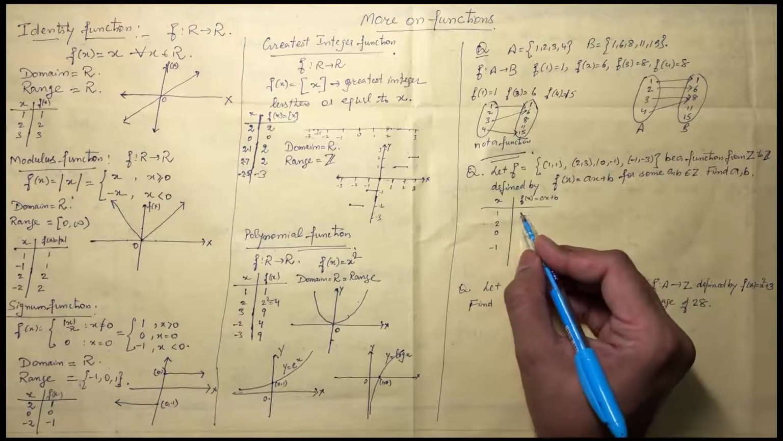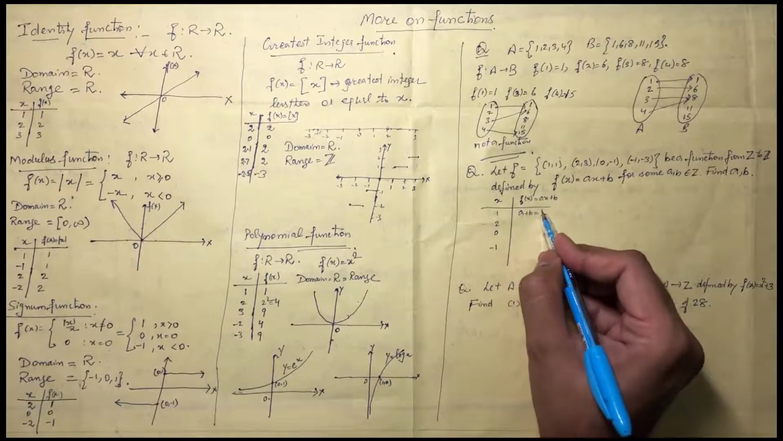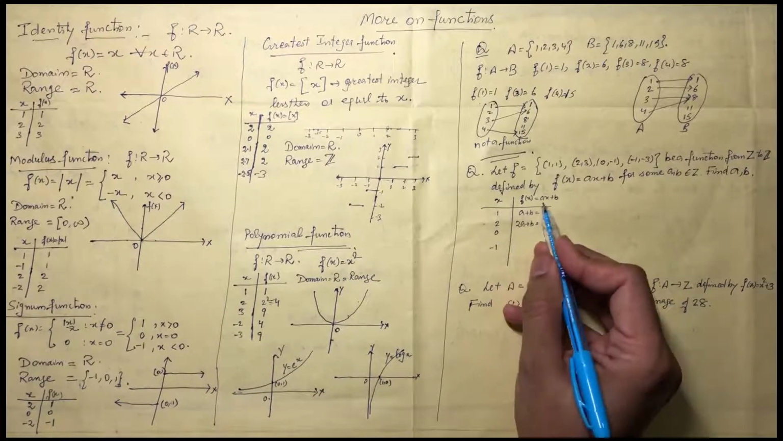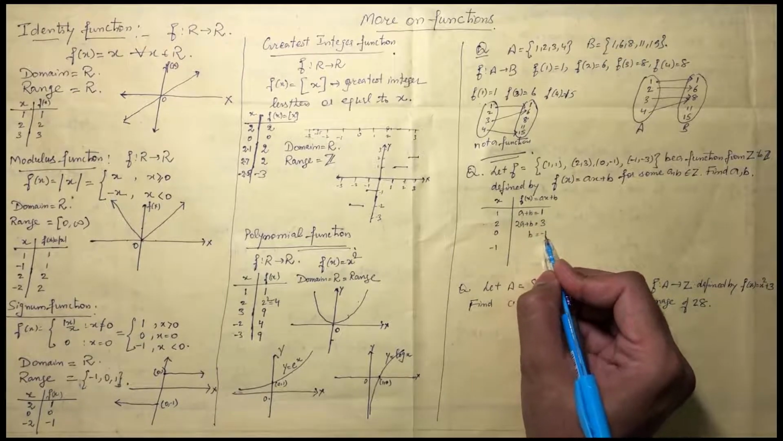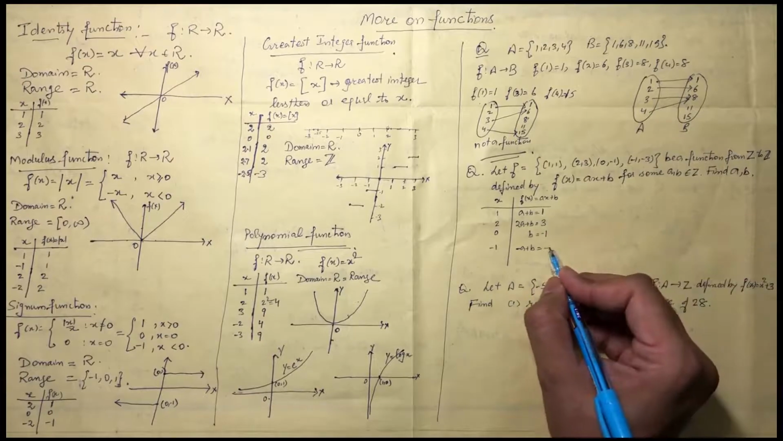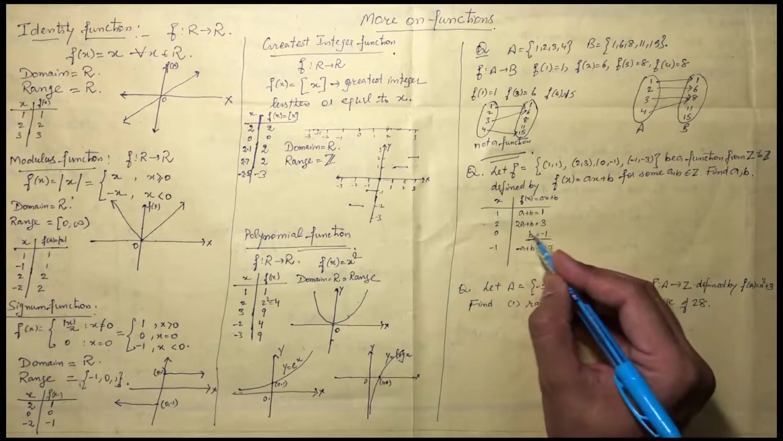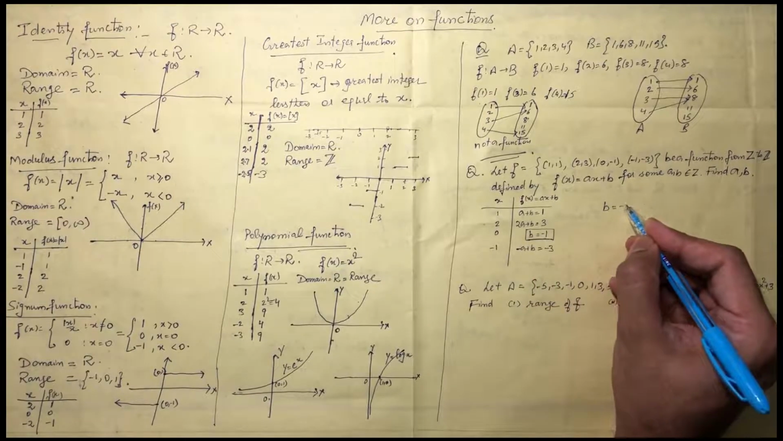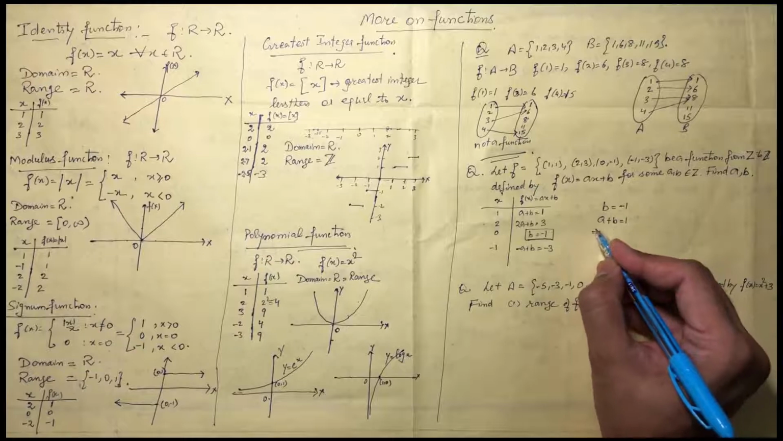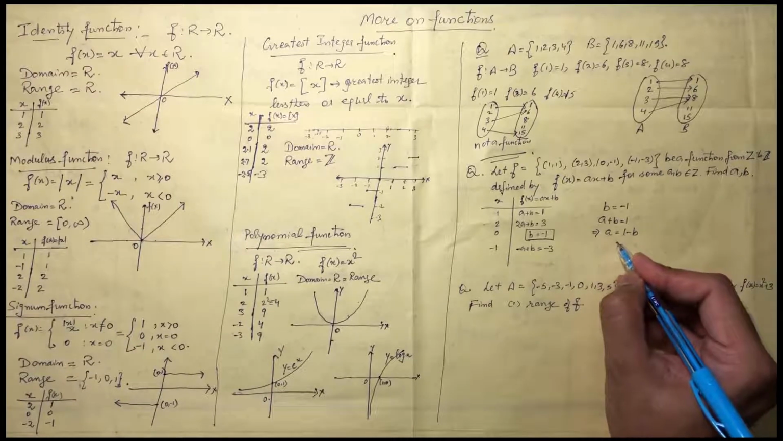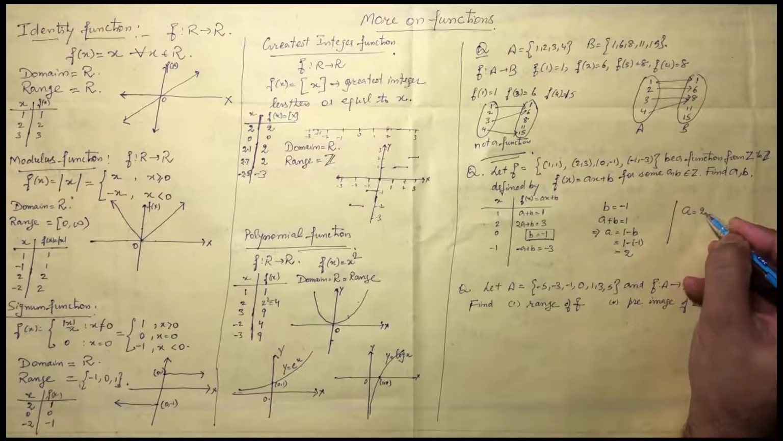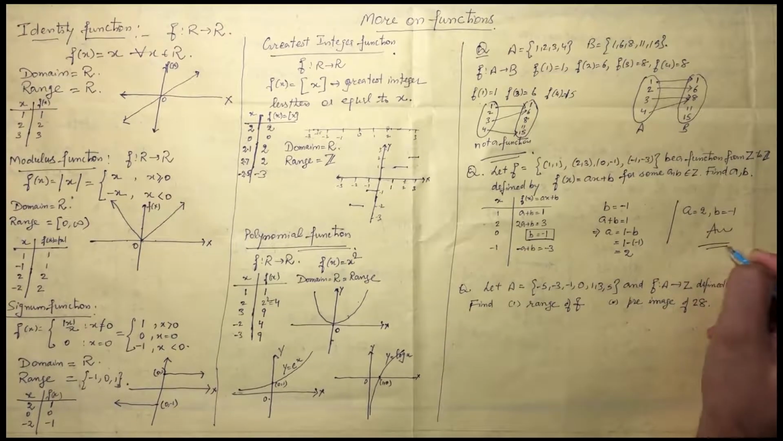When we put 1 here, what do we get? a plus b. How much is this? 1. When we put 2 here, 2a plus b, how much do we get? 3. When we put 0 here, we get b, which is minus 1. And when we put minus 1 here, minus a plus b is equal to minus 3. Now we get b directly from here, so b is minus 1. From the first equation, a plus b is equal to 1, so a equals 1 minus b. Putting the value of b as minus 1, we get 2. So a is equal to 2, b is equal to minus 1 is the required answer.